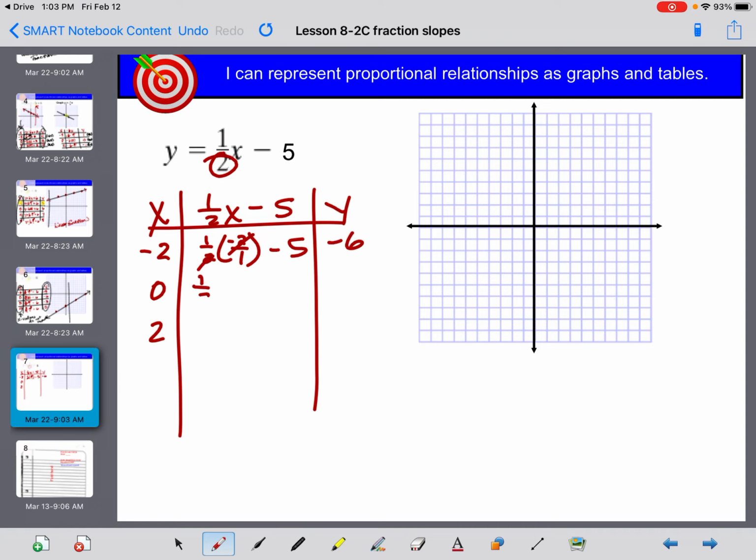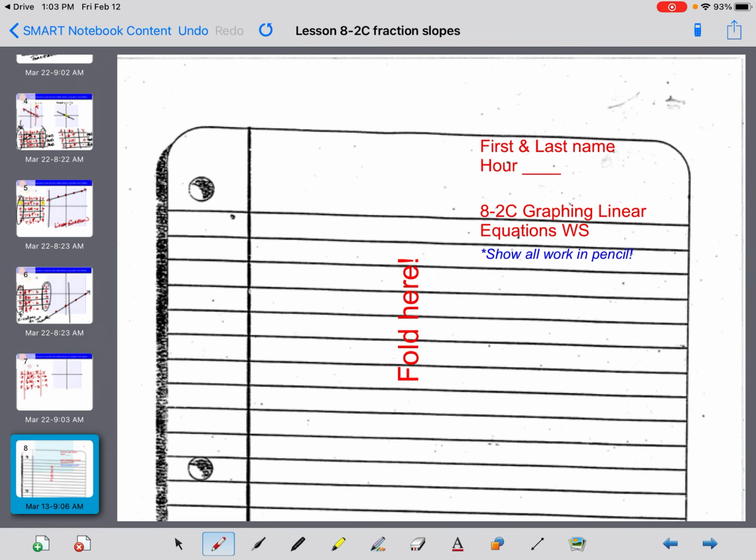The next one, 1/2 times 0 is 0. 0 minus 5 is -5. 1/2 times 2 over 1, you get 1. 1 minus 5 gives me -4. And then you would graph. I think you're ready to give this a try on the 8-2C work.